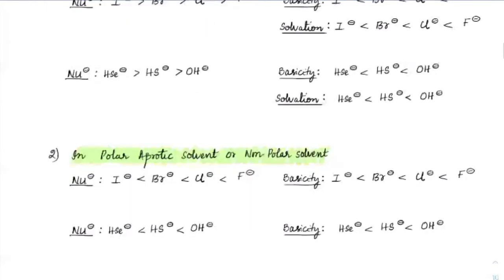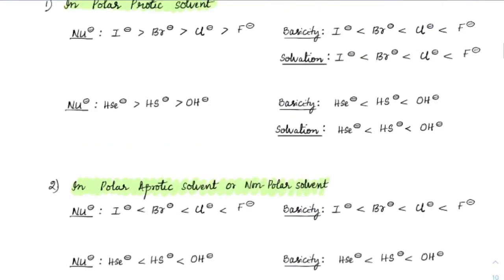Now, in case of aprotic solvents, basicity will parallel the nucleophilicity. Got it? So the nucleophilic order here is F minus greater than Cl minus, Br minus and I minus. Similarly in group 16, OH minus is better than HS minus, then HSe minus. Basicity does not change, right? Even though it is a polar or non-polar or aprotic solvent. Always remember that basicity is always defined with respect to aqueous solutions, at a particular temperature. So it does not change irrespective of its solvent nature.